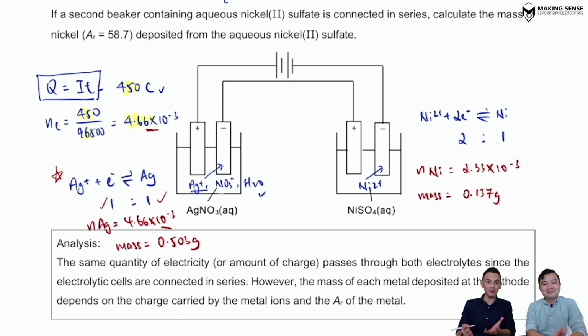Once you have the number of moles of silver, simply multiply by the atomic mass, and there you go. This is the answer, 0.503. That's it.